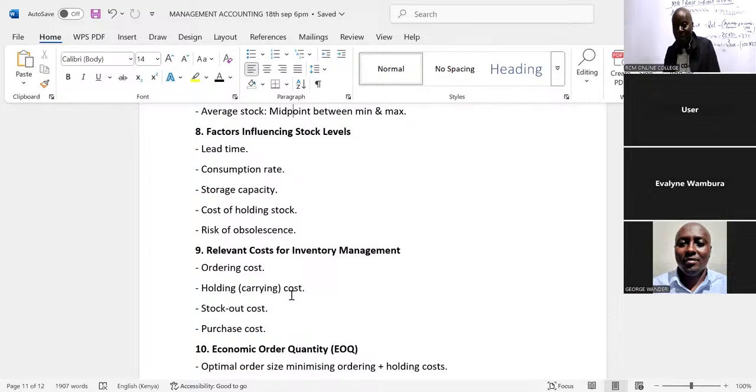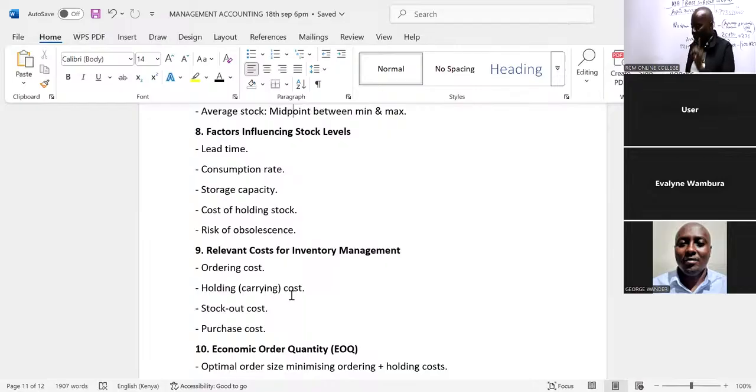Then storage capacity. You can't tell me you want to bring 1,000,000 marker pens. Where will you store them? Then the cost of holding stock, which we are going to see. It can be very expensive to hold stocks. And then there is the risk of stock becoming obsolete. If that risk is very high, I would rather keep minimal stock, and maybe risk running out of stocks.